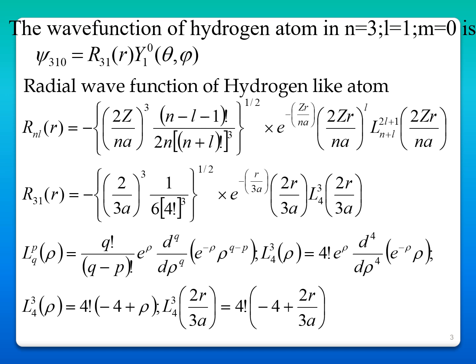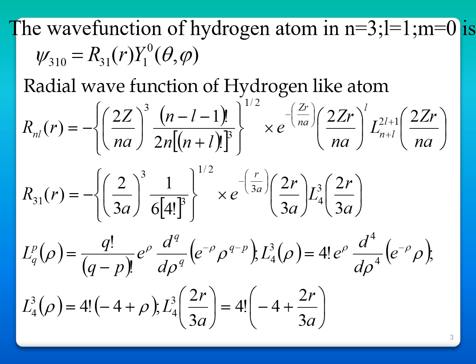The wave function for the hydrogen atom with n equal to 3, l equal to 1 and m equal to 0, that is psi 310, is R31 of r times Y10 of theta and phi. We can write the wave function in terms of a radial and an angular part. The radial part is in terms of n and l, and the angular part is for l and m.